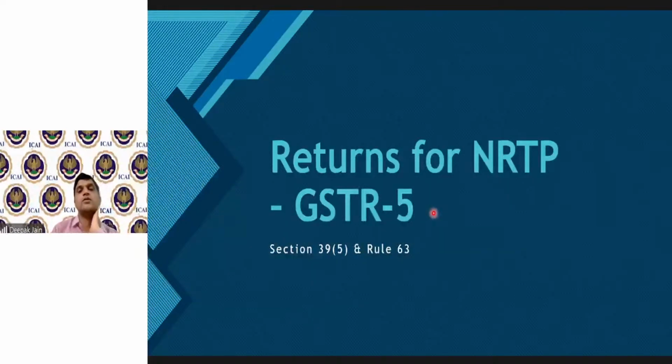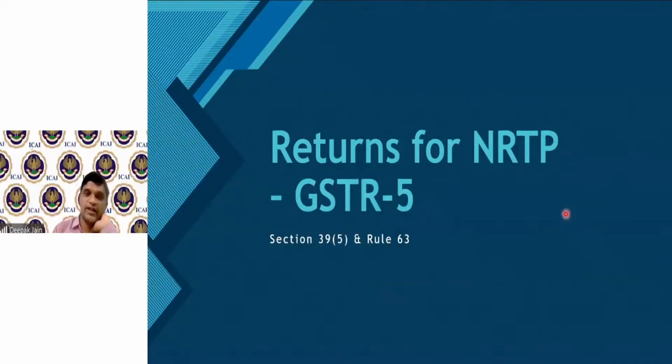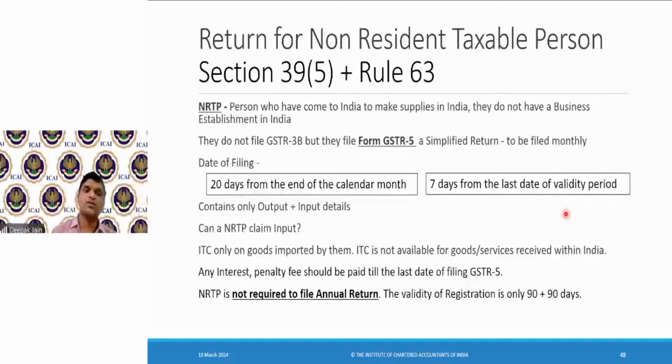Perfect. Now, what is the return for a non-resident taxable person? A non-resident taxable person will file a return in GSTR 5. Section 39(5) and Rule 63 are the relevant provisions. A non-resident taxable person, we said, will not file GSTR 3B, but a casual taxable person will file 3B. So for a non-resident taxable person there is a special return, right?